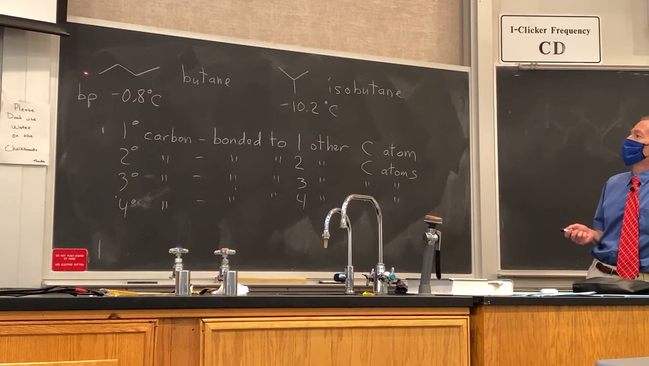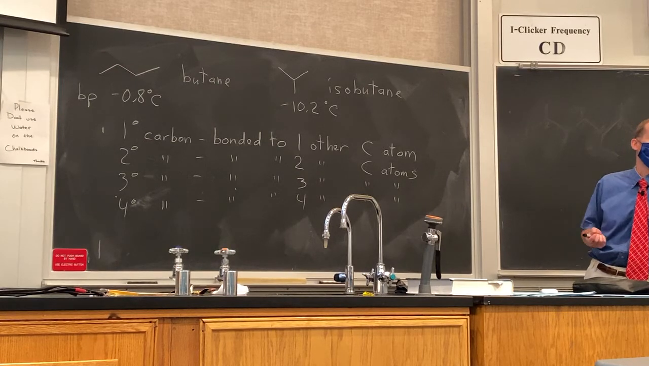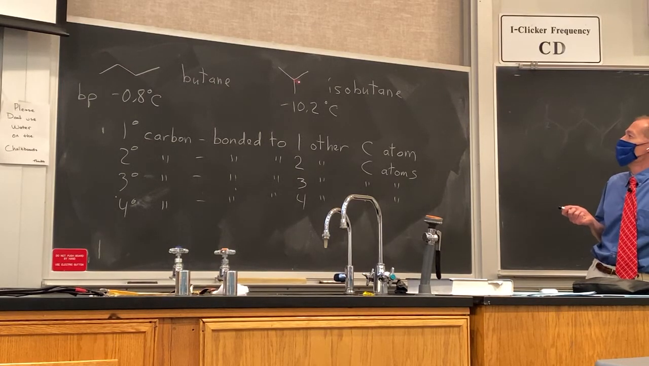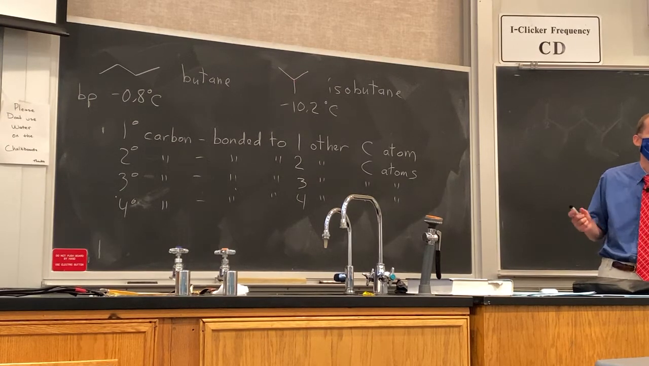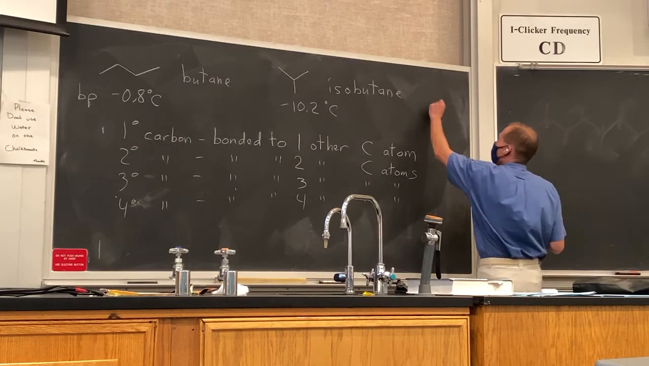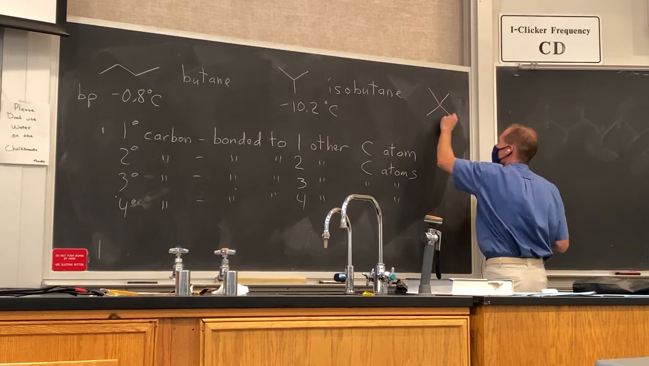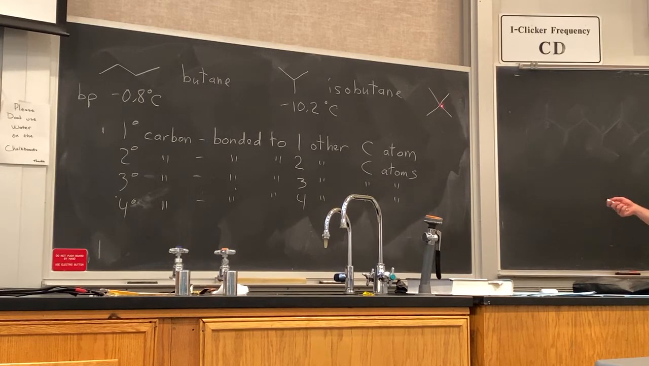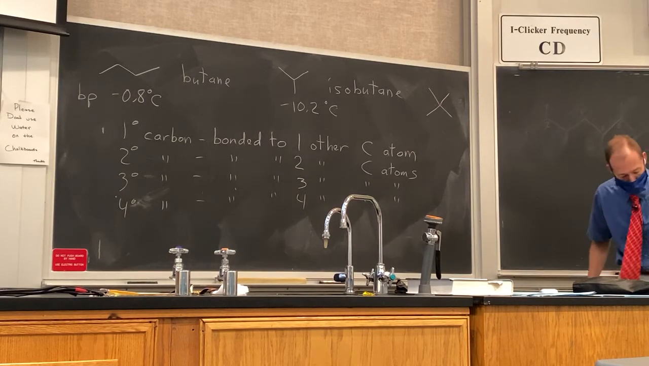So in butane, what kind of carbon is the one I'm pointing at right here? That's primary. What about this one? That's a secondary carbon, exactly. In isobutane, what kind of carbon is this? That's a tertiary carbon, bonded to three other carbons, has one hydrogen attached. And then this molecule here, that central carbon, what kind of carbon is that? That's a quaternary carbon.